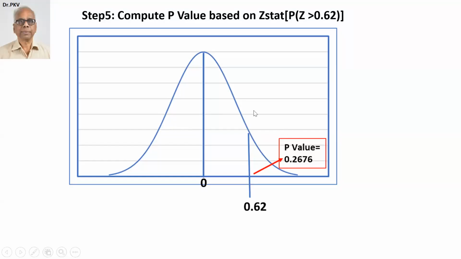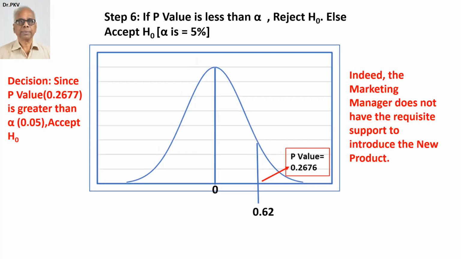So the fifth step, compute the p-value based on Z stat. Probability of Z greater than 0.62 appears as 0.2676. In other words, the actual risk is 26.76% of committing type 1 error, in other words, rejecting the null hypothesis when it is true, 26.76% of the time. Whereas the alpha which is specified, that is the desired risk, is 5%. So let's go to the sixth step, which is the final step.